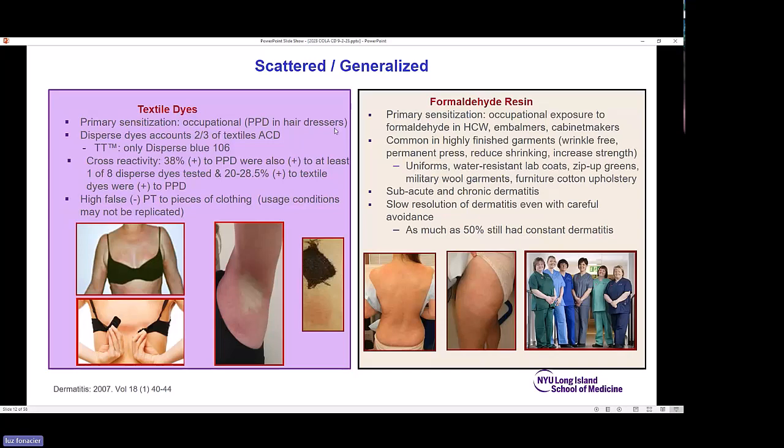Most of the dermatitis from formaldehyde resin is really subacute to chronic. It tends not to be acute. It doesn't occur where I use this uniform for the first time and I'm itching all over. It actually is that you've been using this uniform for a while and you have this subacute and chronic dermatitis. The problem with formaldehyde resin-induced dermatitis is that even after you have avoided it, there is a very slow resolution, and as much as 50% may not resolve completely.